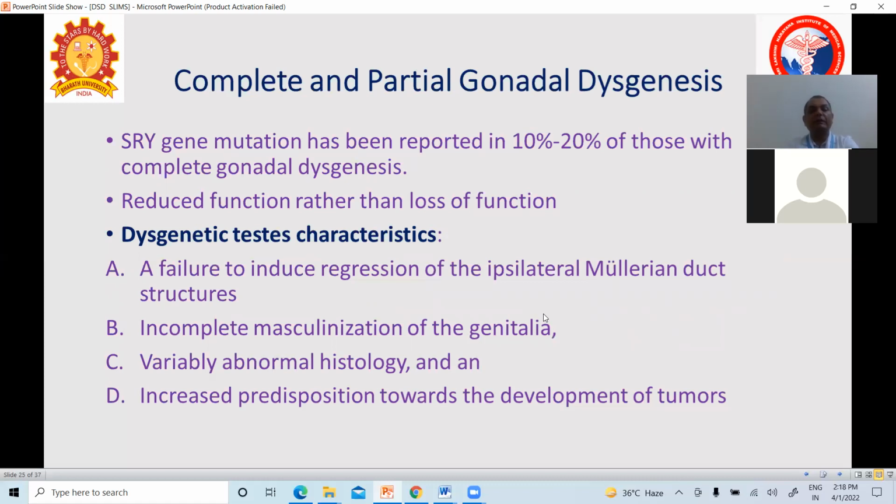Characteristics of this dysgenetic testis are failure to induce regression of the ipsilateral Mullerian duct structures, incomplete masculinization of the genitalia, variably abnormal histology, and an increased predisposition towards the development of tumors. I told you these babies are prone to developing gonadal tumors, especially gonadoblastoma. So early gonadectomy is advised.